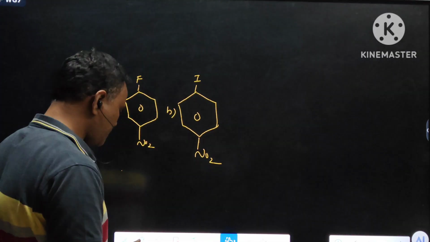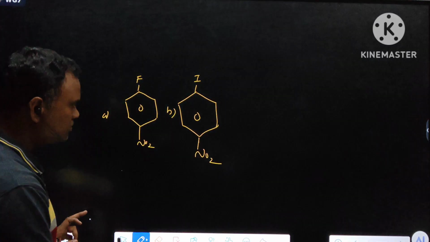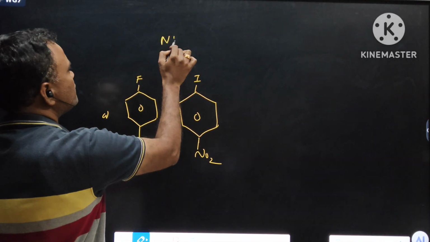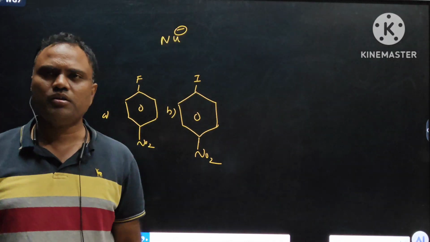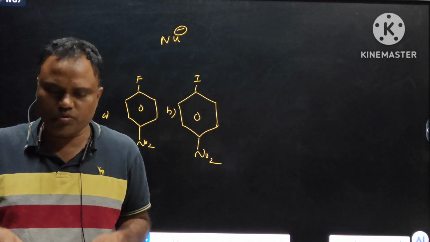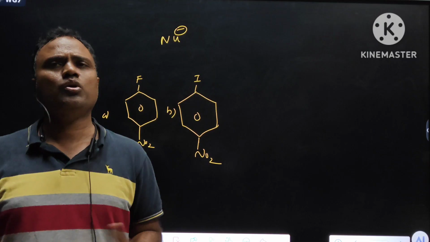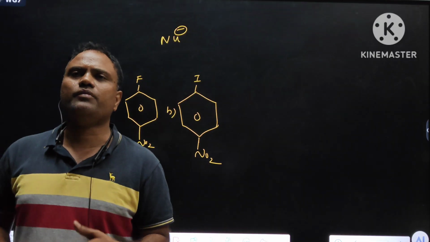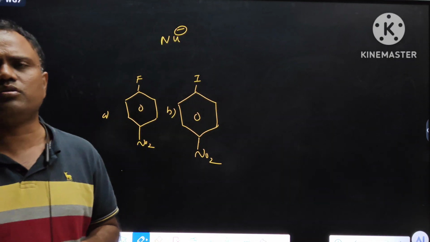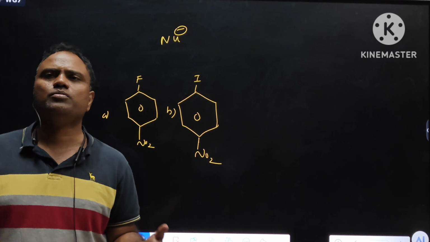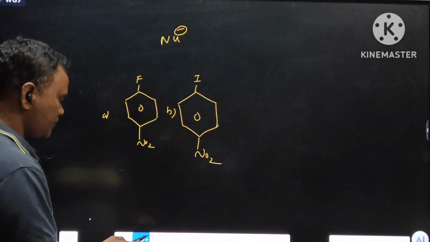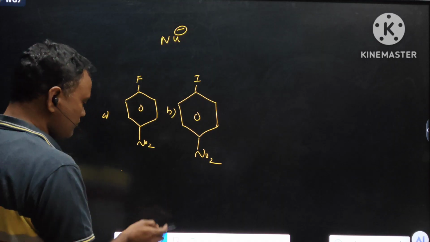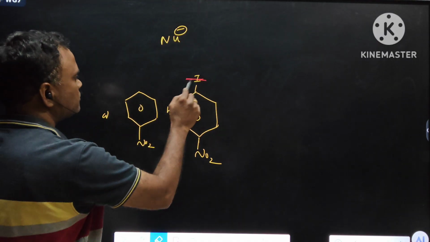Imagine one nucleophile is present at this position. It is waiting to attack. It is ready to attack the positive charge. Nucleophile means the one which attacks a positively charged carbon. Nucleophile is the one which attacks a positively charged carbon, right? Any doubt in that? Right. See, extend this bond length.